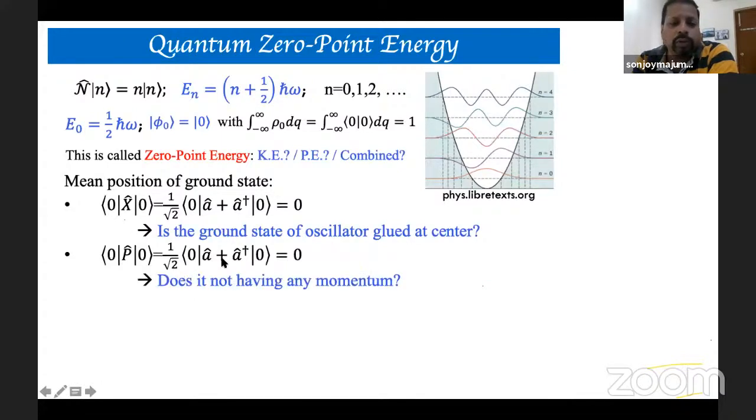Sorry for the mistake, please take it as corrected. When you do the momentum measurement, you also get the zero value. So that means that for the ground state, the mean position and mean momentum are both zero. Does it mean that the system is glued at the center? Does it mean that the system doesn't have any momentum?